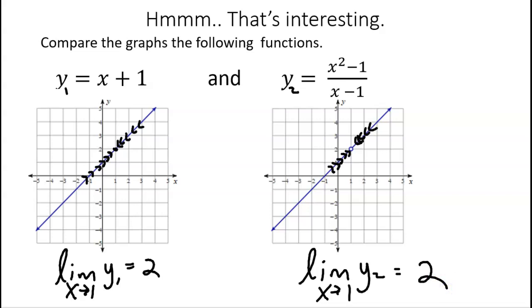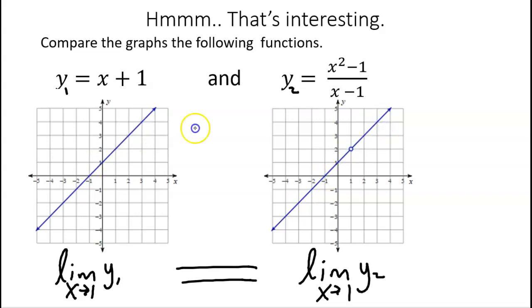So here's what I want you to notice. They both equal 2, and therefore the limit of function y1 is equal to the limit of function y2. And the reason for that is because those two graphs, as you can tell, are exactly the same. The only difference is that the one on the right has a hole. Okay? Now, why is this important?